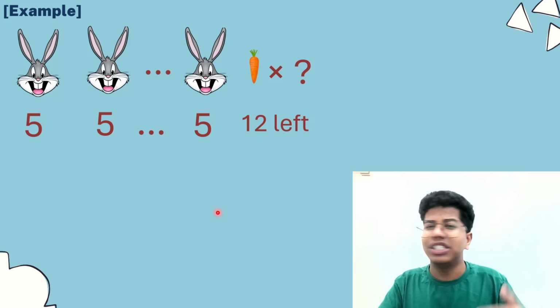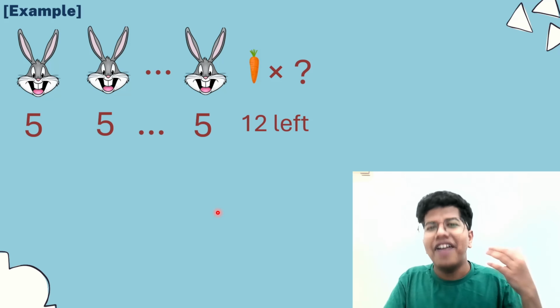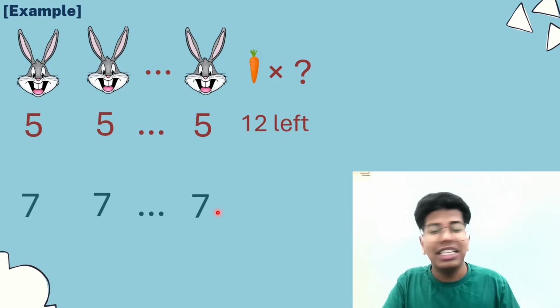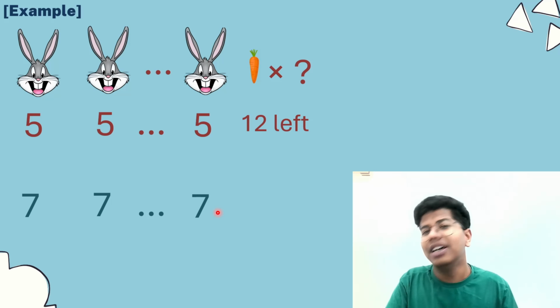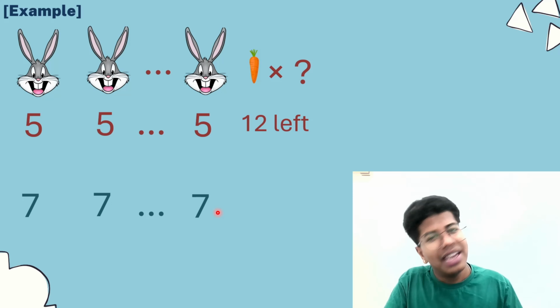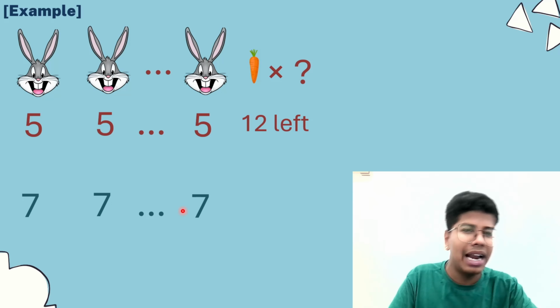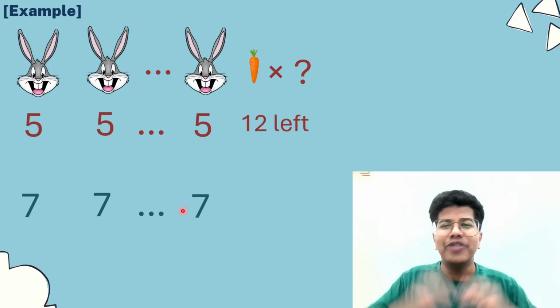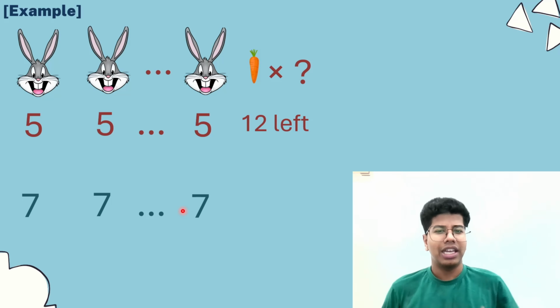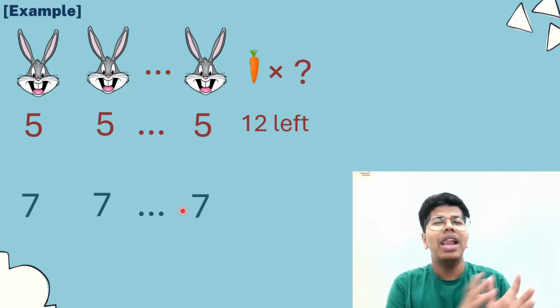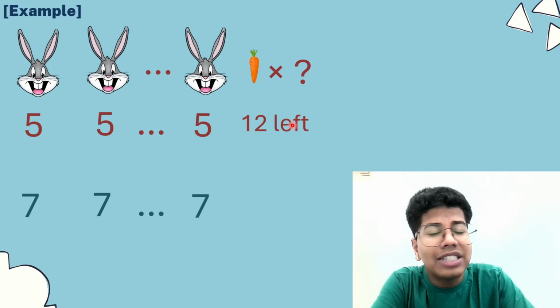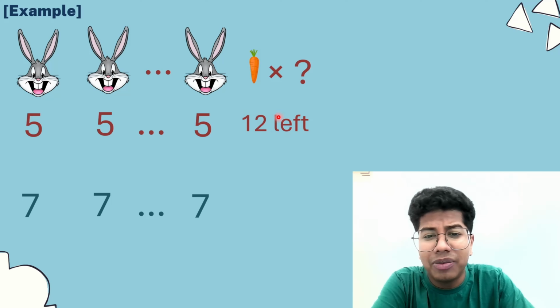Now in another situation, let's say I distribute 7 carrots to each of the bunnies. Now the question arises how we can find out the number of bunnies that are present. In order to find out the number of bunnies, what we have to think is, see, there are 12 left. What if there's no 12 left? What if this part was not present?